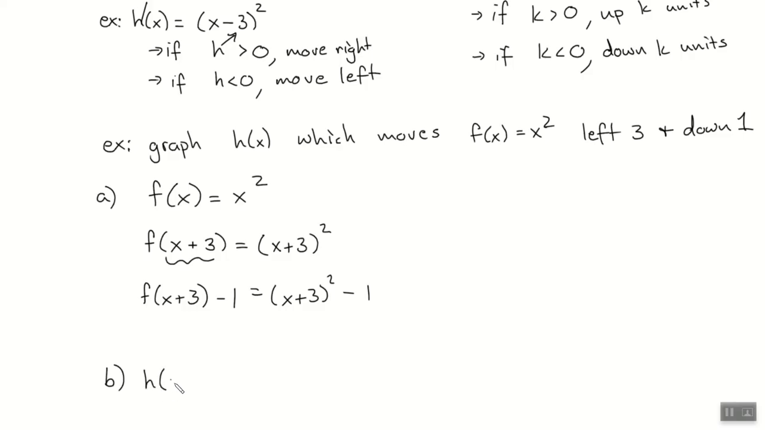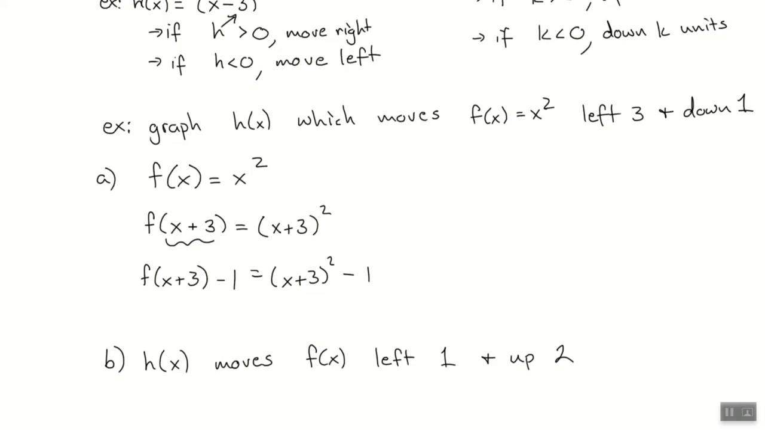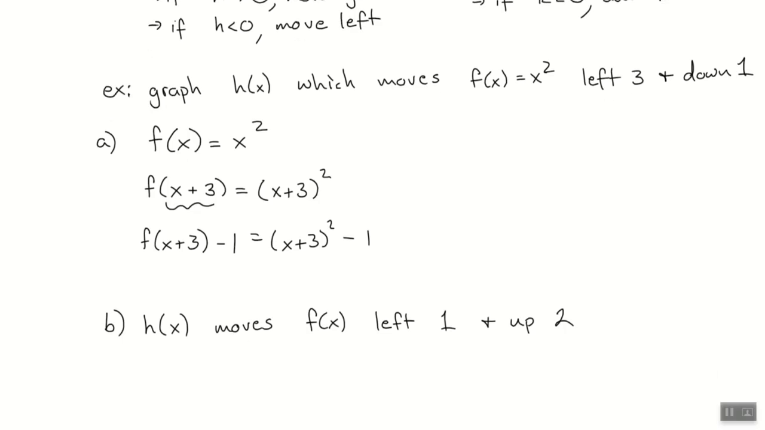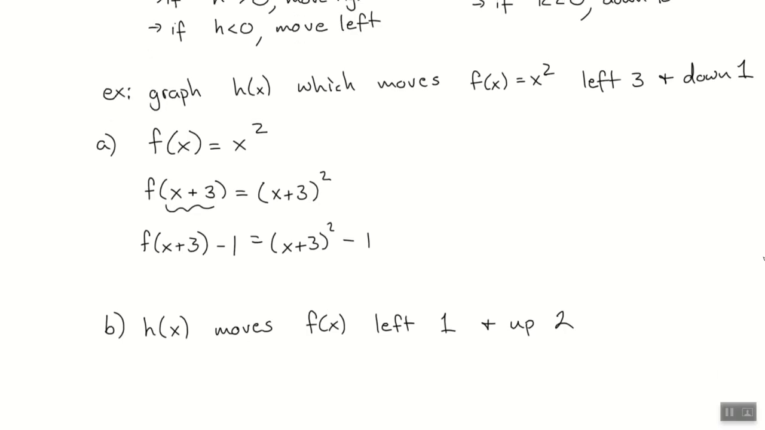I want you to find h of x, which moves f of x, let's say left 1 and up 2. What is f of x still defined as in this example? Did we change what f of x was? Are we still working with x squared? Still working with x squared. I want you to find me the changes to f of x, like we did on the previous, that move it left 1 and up 2.